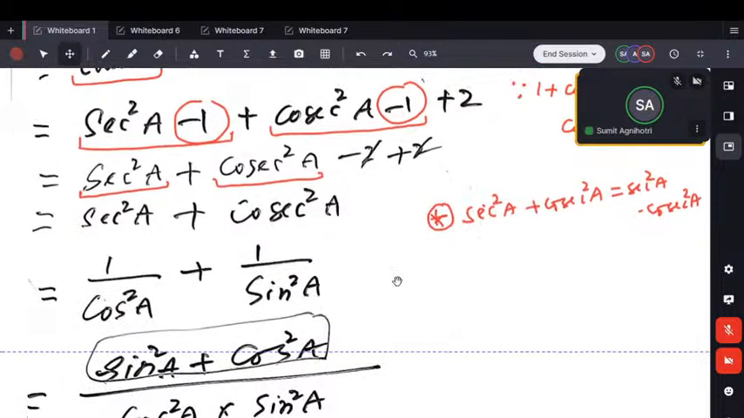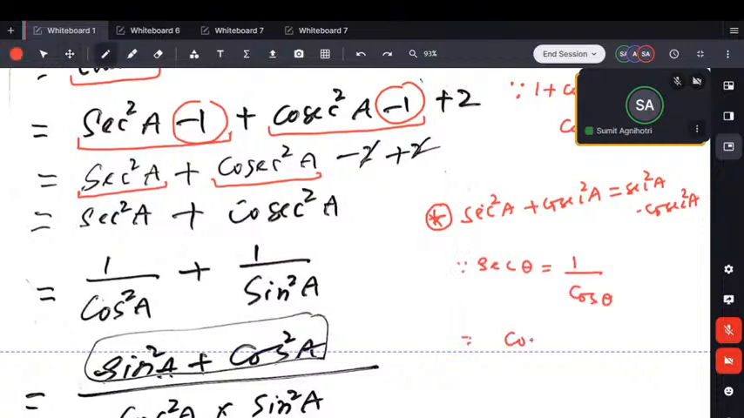The next step is that we put these values in the place of sec theta. We will now write 1 over cos theta. In the place of cosec theta, we will now write 1 over sin theta, that you can see here. Sec A is 1 over cos A, that's why sec square A is 1 over cos square A. Similarly, cosec square A is 1 over sin square A. I think you all are okay up to this step. Feel free to tell me if you have any doubt.